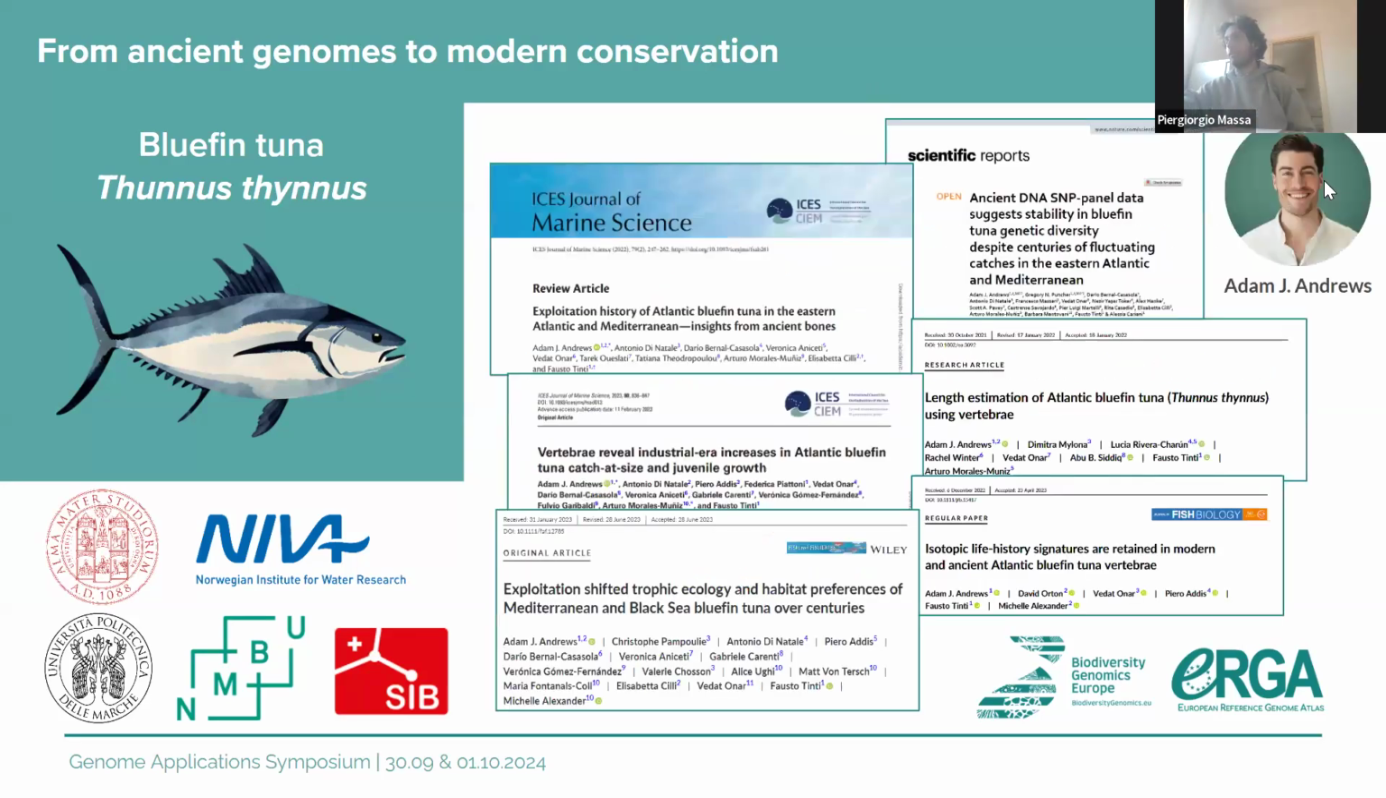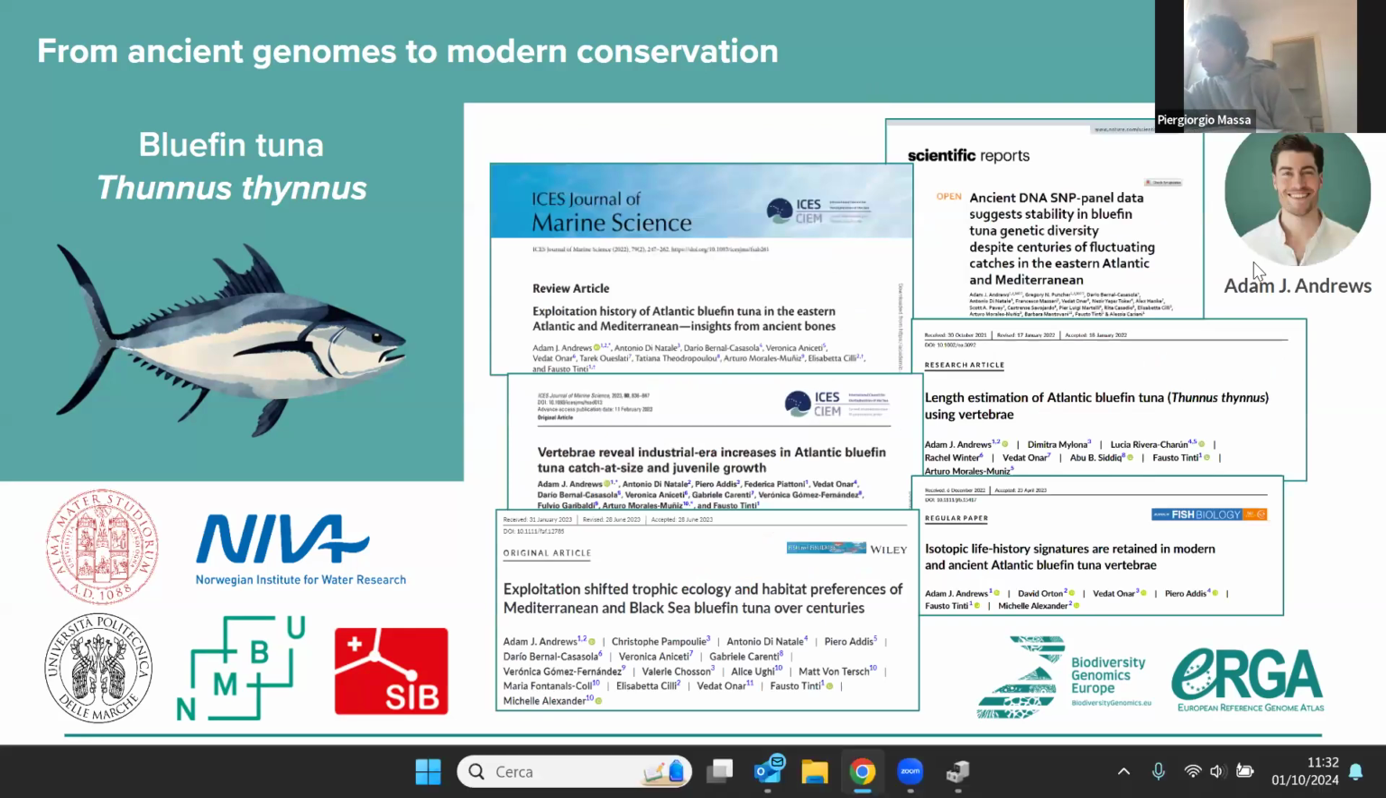And this project starts from the work of Adam John Andrews. He has been a PhD student in our lab in Bologna and is now based at the Norwegian Institute for Water Research in Oslo. For his PhD, he has carried out huge multidisciplinary work on the exploitation history of Atlantic bluefin tuna. He has done literature review, but also isotopic, morphological, and genetic and genomic analysis on both modern and ancient samples.